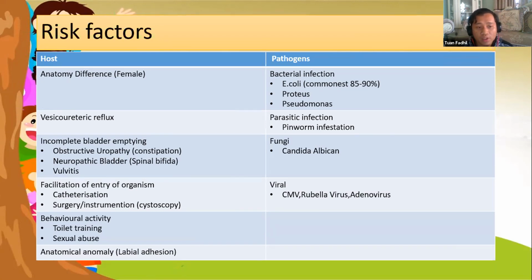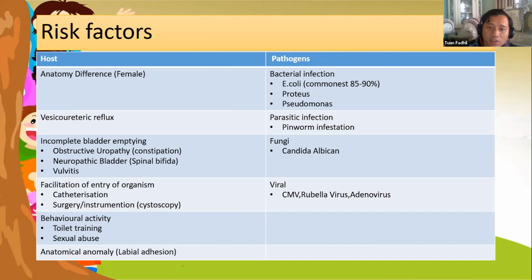And for the behavioral activity, which is the toilet training and also the toilet hygiene, because some children might clean after micturition, maybe not with proper hygiene. So next, it will be sexual abuse. This is a dangerous case, and it will increase the infection too. So next, anatomical anomaly, an example of which is labial adhesion.